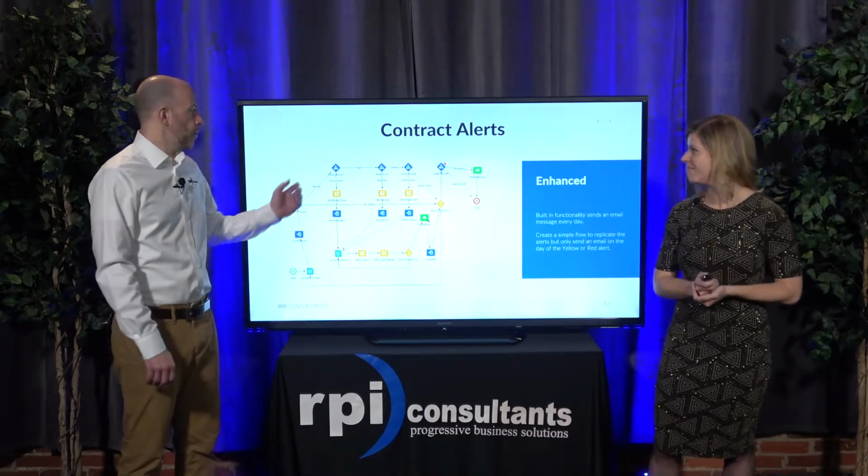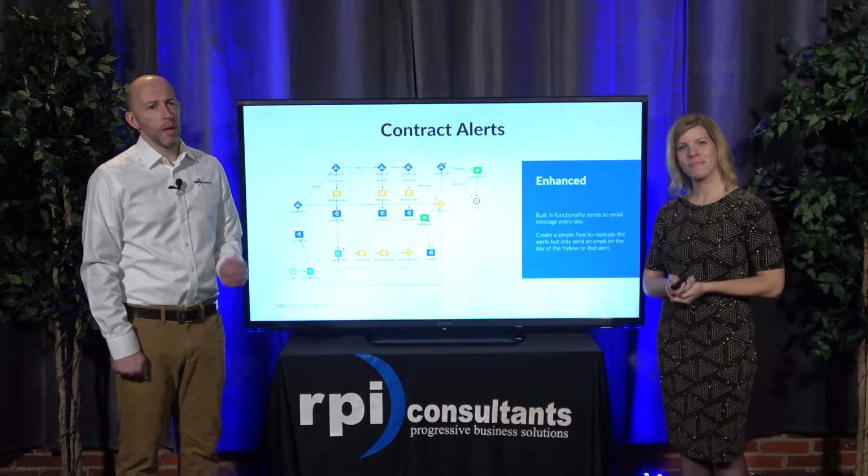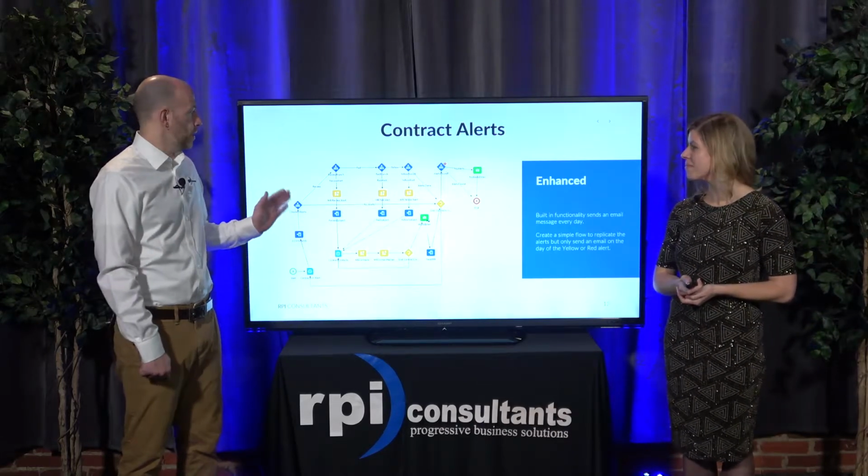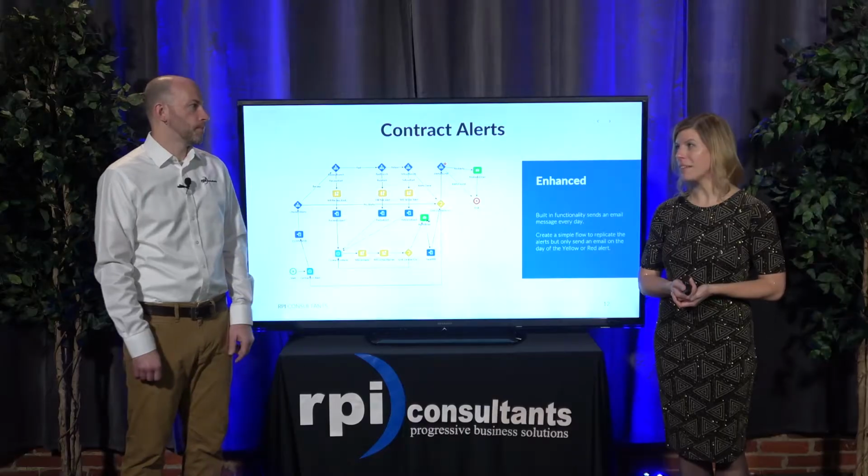So this is an example of a custom flow that was built, and it basically goes through and looks specifically at everything that's in that alert status, and then it looks to say, okay, does today's date match the 60-day or the 30-day out for the yellow alert or the red alert, and just sends the alert on that day. Yeah, that's huge.